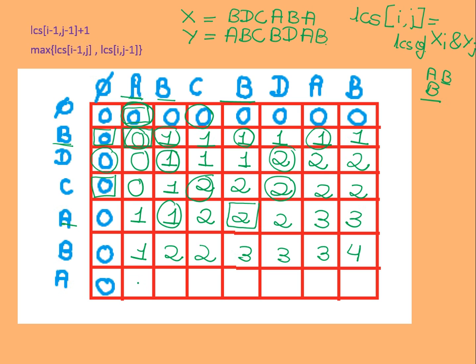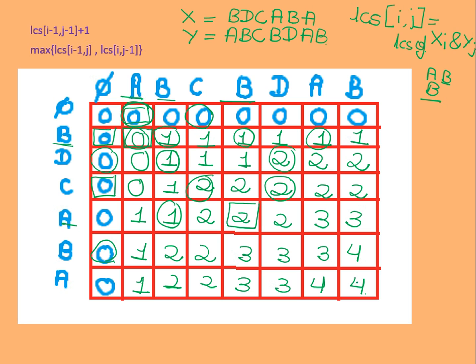Now here they are same, so I'll store 1 here, 0 plus 1, so 1. Then A and B, so I'll store 2 here, 2 here, and then again a 2, 3, as 3 is maximum out of 2 and 3, then again 3, 4 and 4.